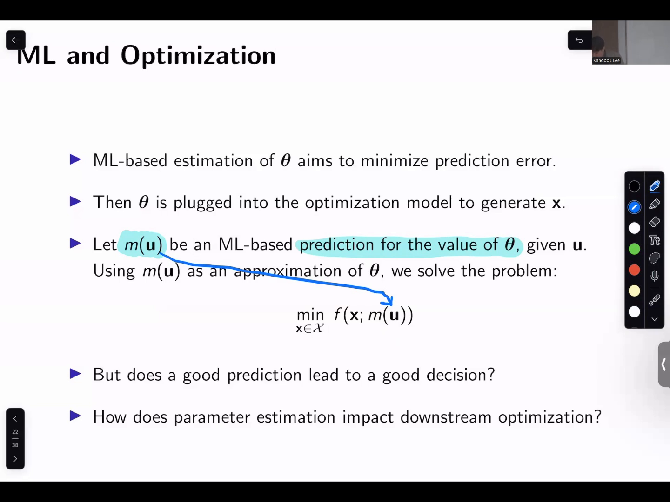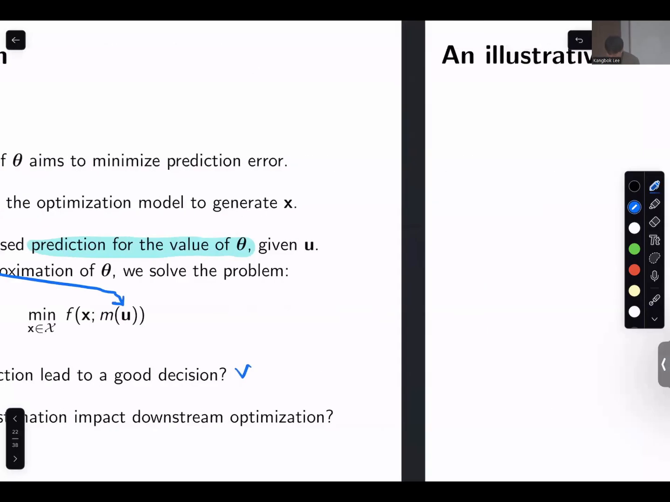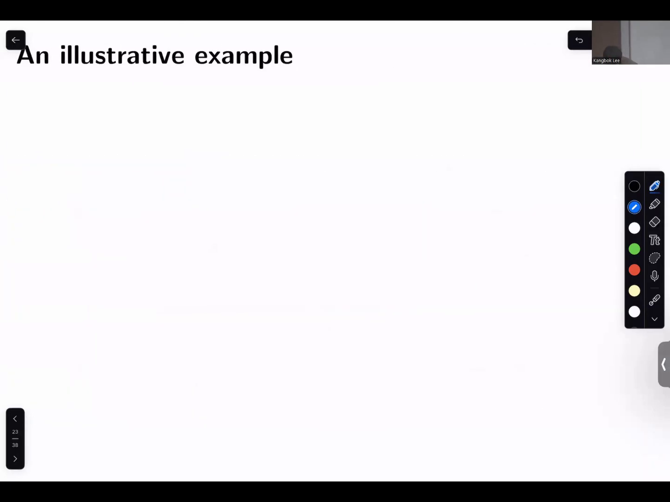Now, think about this question. Does a good prediction lead to a good decision? How does the prediction error impact the downstream optimization? That's something I'd like you to think about. Here's an example. Given the same contextual data U, you have two predictors, M1 of U and M2 of U. Maybe one uses regression and one uses some other machine learning technique.